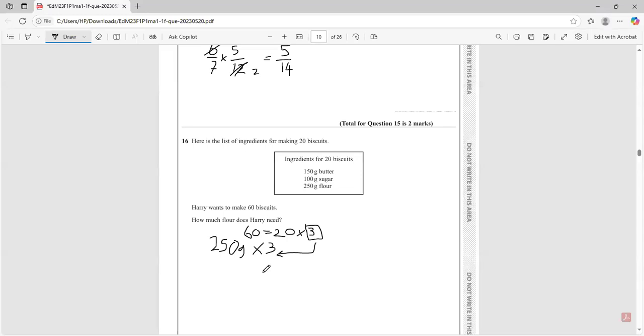Okay. So 3 times 250. 3 times 0 obviously is 0. 3 times 5 is 15. And finally, 3 times 2 is 6, plus 1 is a lovely 7. And so you will need 750 grams of flour. Okay, so I think we can move on now. You got that right? Yes.